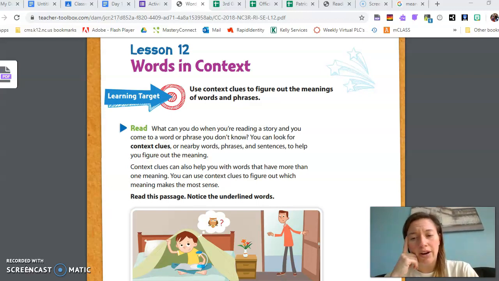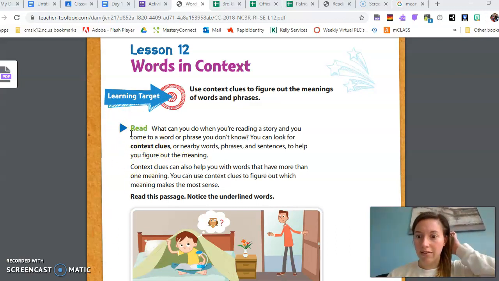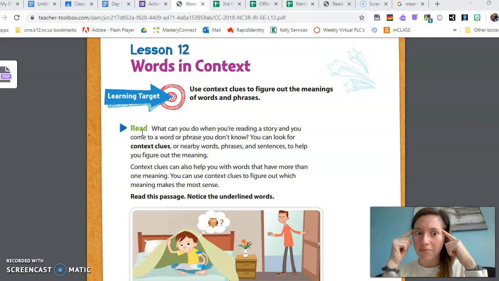So friends, we have to remember, what are context clues? I'm like, what is that? So let's read this little passage and see what are context clues and how can they help us figure out the meanings of words and phrases that we don't know when we're reading. It says, what can you do when you're reading a story and you come to a word or phrase you don't know? You can look for context clues or nearby words, phrases, and sentences to help you figure out the meaning. So context clues are words that are all around the word or phrase we don't know, and then those clues all put together can help us figure out what it means.